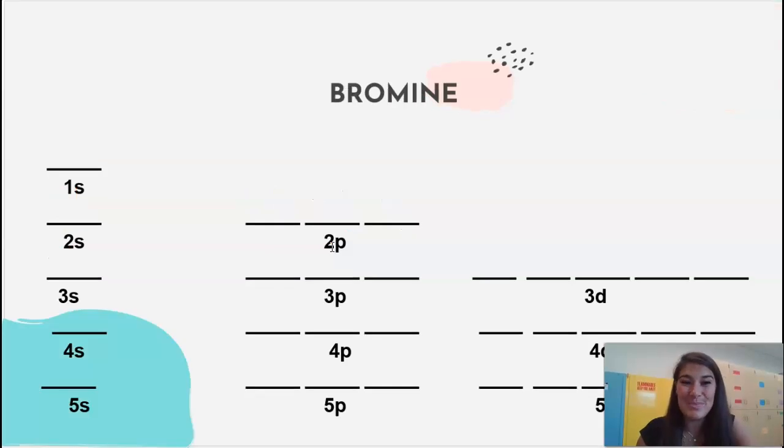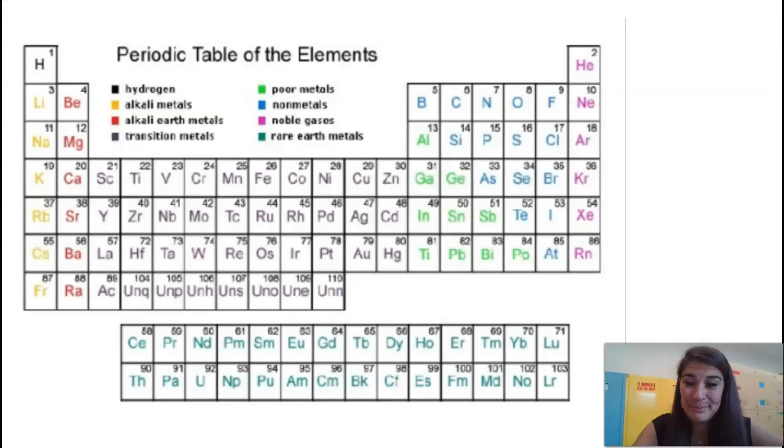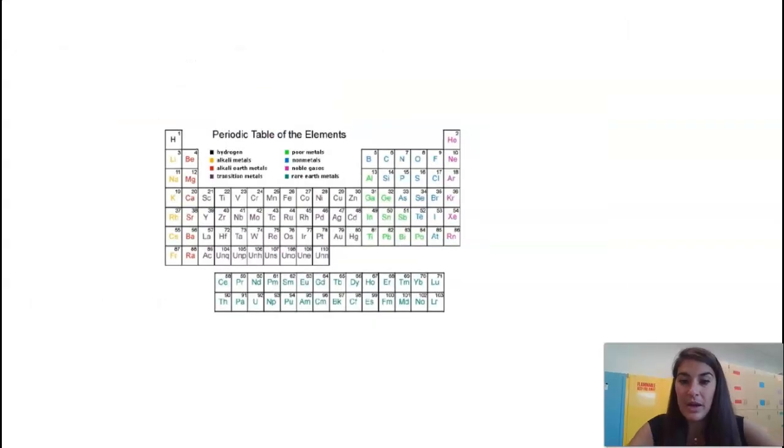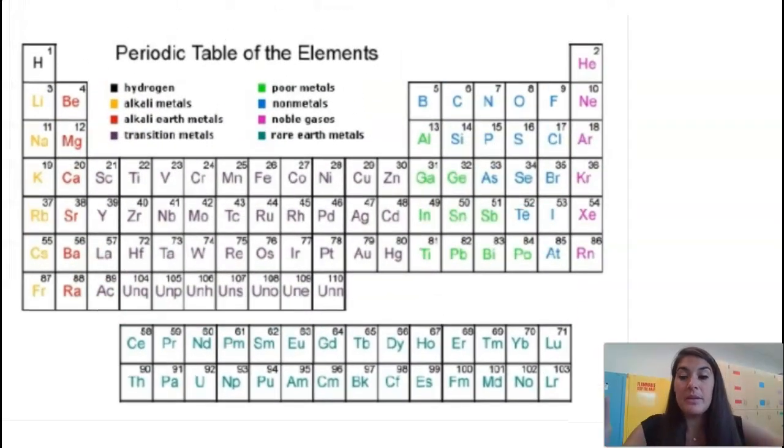Last one for today, do bromine. So for bromine, this was a big one. All right, element 35. This is row 1, 2, 3, 4. So this is energy level 4. This is the P sublevel of our periodic table, and it's element 1, 2, 3, 4, 5 in that column. So I'm going to be ending at 4p5. So here we go.